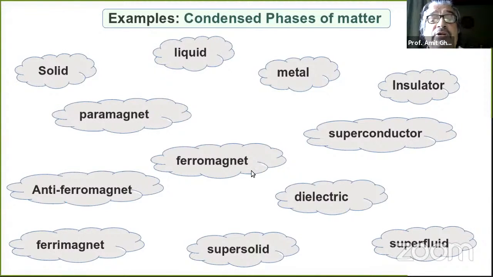Then ferromagnet, where everything is what are called spins or magnetic moments. Magnetic moments are all aligned parallel to each other. Antiferromagnet is a phase where these magnetic moments are anti-parallel to each other and they cancel. They're anti-parallel, but the size of each magnetic moment is the same. So when they're anti-parallel, they cancel the effect of each other. And then there are ferrimagnets, which are like antiferromagnets.